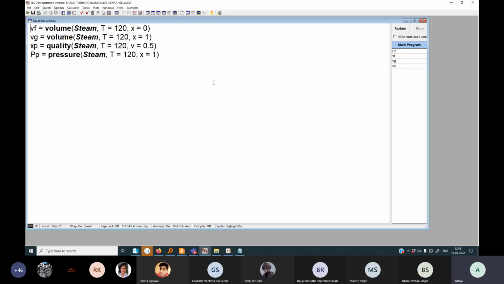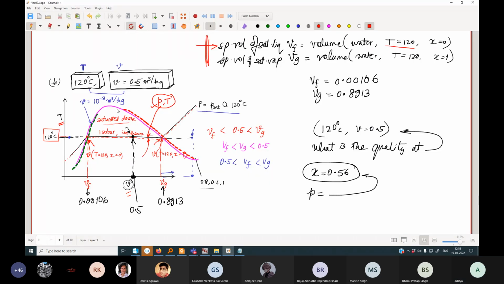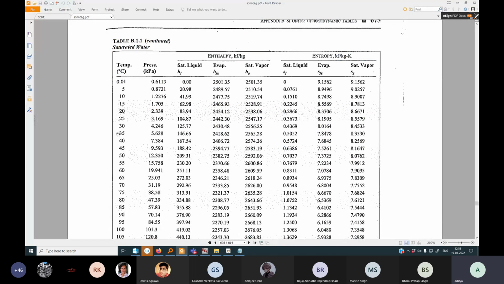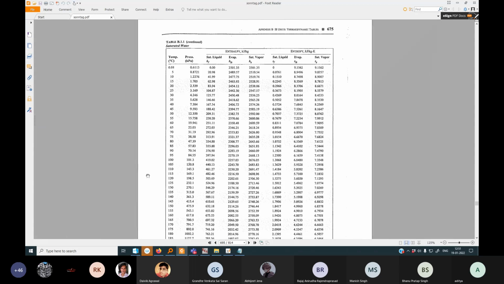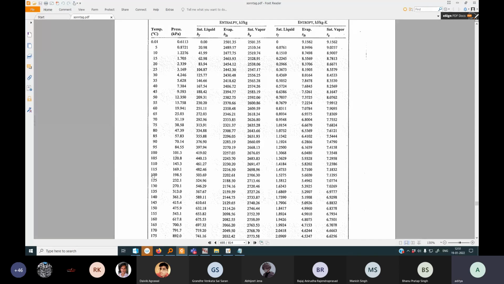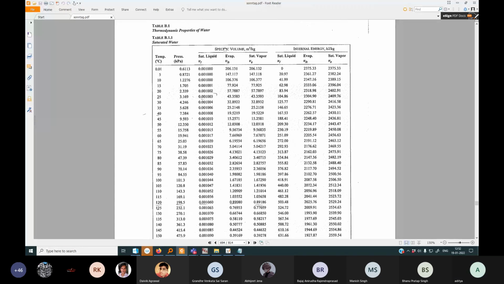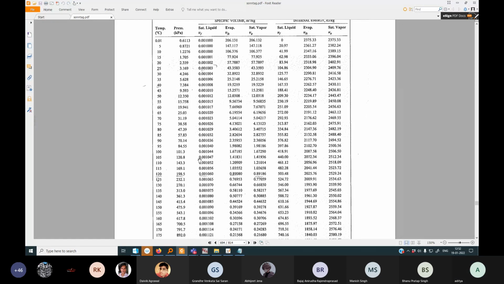Let's see. So we must go to the saturated data at 120 degrees Celsius. So we have saturated water data at 120 degrees Celsius. Oh, this is the enthalpy data, so I must go to the specific volume data. Okay, someone has marked it also. Whoever scanned this has also marked. Anyway, at 120 degrees Celsius, the saturated liquid is 0.00.